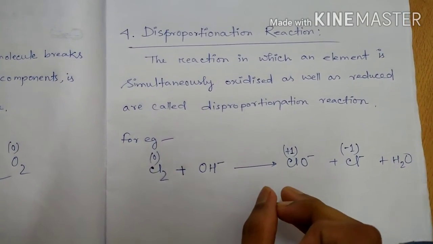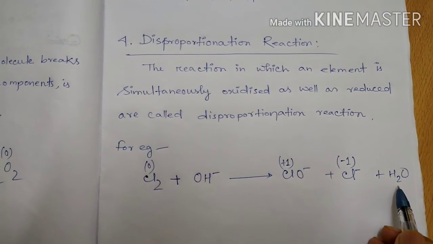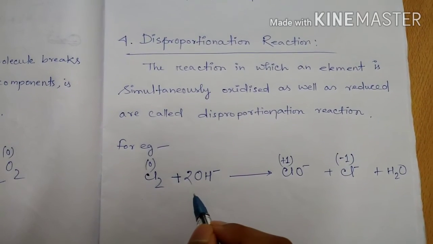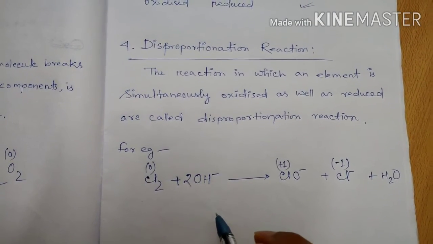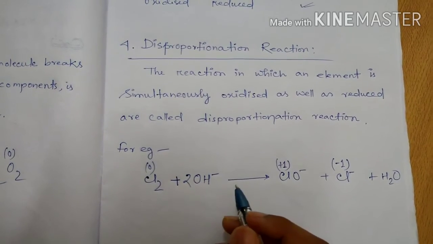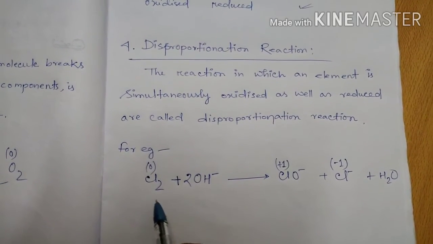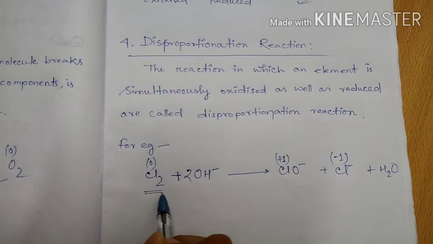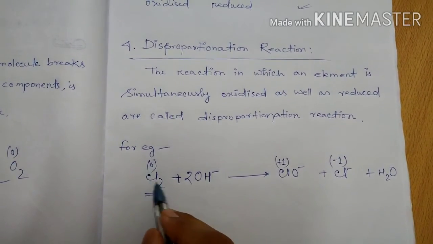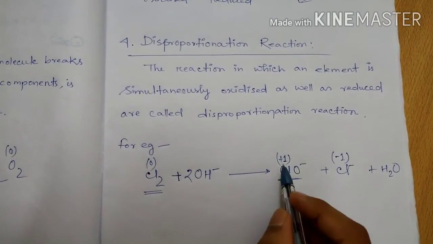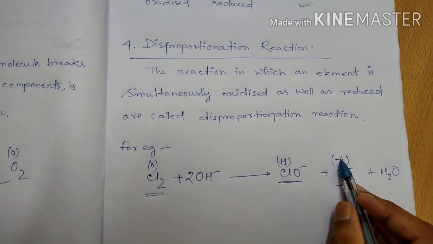And then we have to balance this reaction. So you see on the right side the number of hydrogen atoms is 2, so we have to multiply by 2 here. Now you see the number of oxygen atoms is balanced, and hydrogen atoms too. So now this reaction is balanced. Now you see the oxidation number of this chlorine on the left side is 0, but on the right side in this compound the oxidation number of chlorine is +1, but in this ion the oxidation number of chlorine is -1.